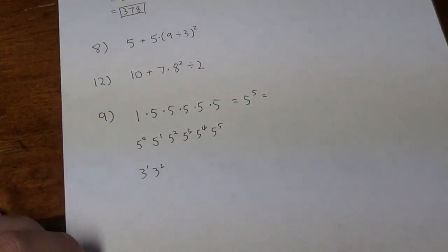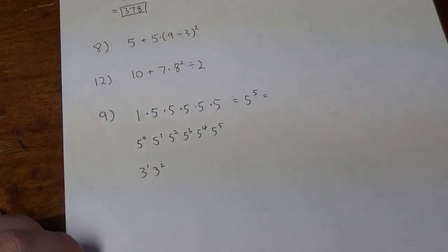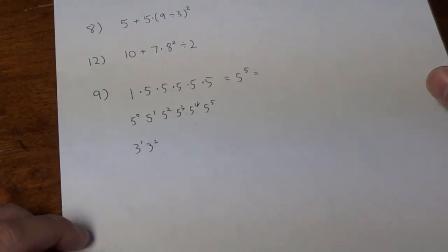Number 14 is the last homework question. That's another order of operations. The answer key explains it pretty well, so I'm not going to do that.